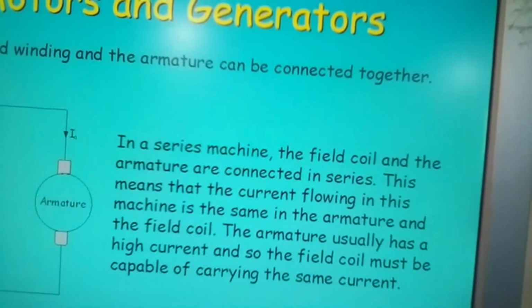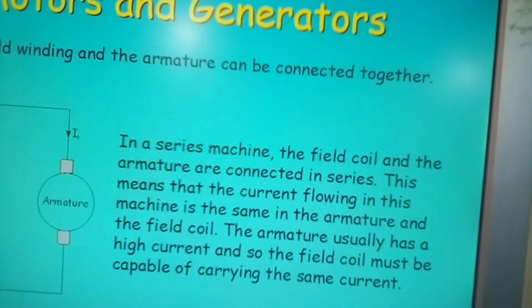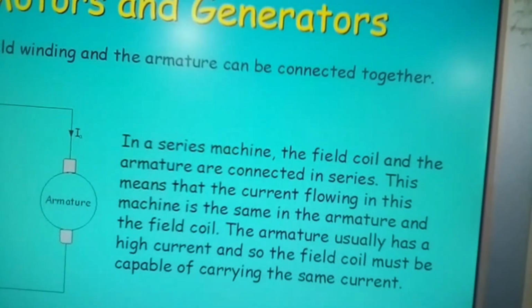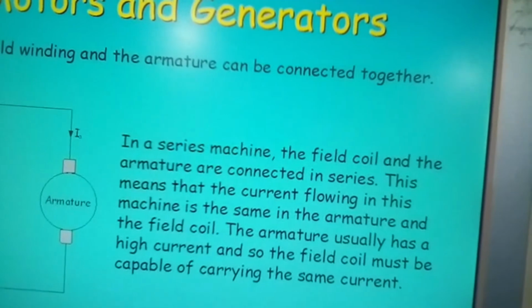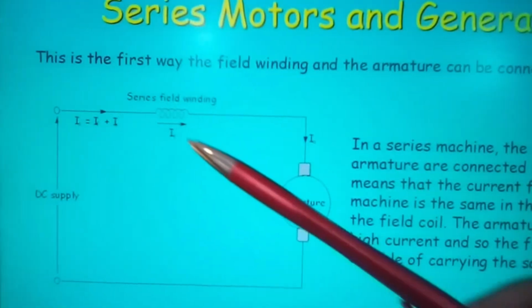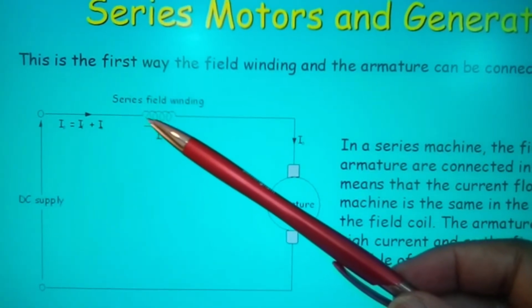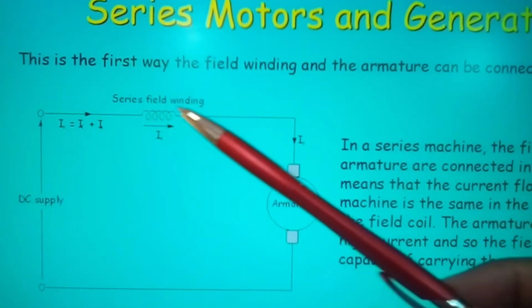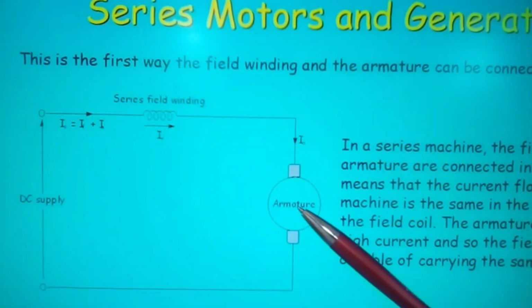Now, in a series machine, the field coil and the armature are connected in series. This means that the current flowing in this machine is the same in the armature and the field coil. The armature usually has a high current, and so the field coil must be capable of carrying the same current. So your windings in your field would probably be of a higher gauge cabling so that it can handle the current in comparison to your armature.